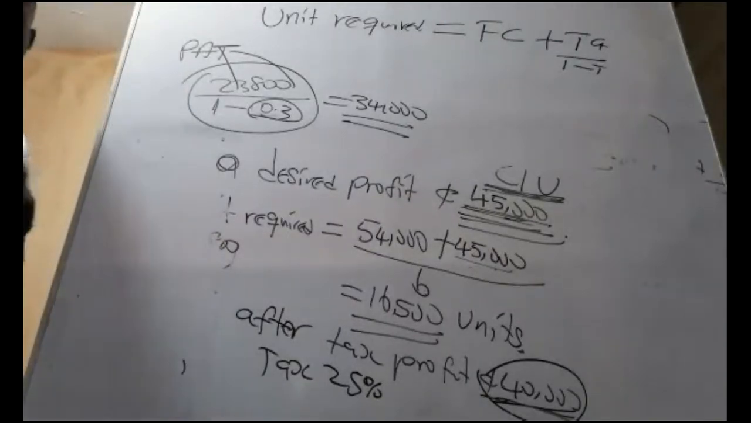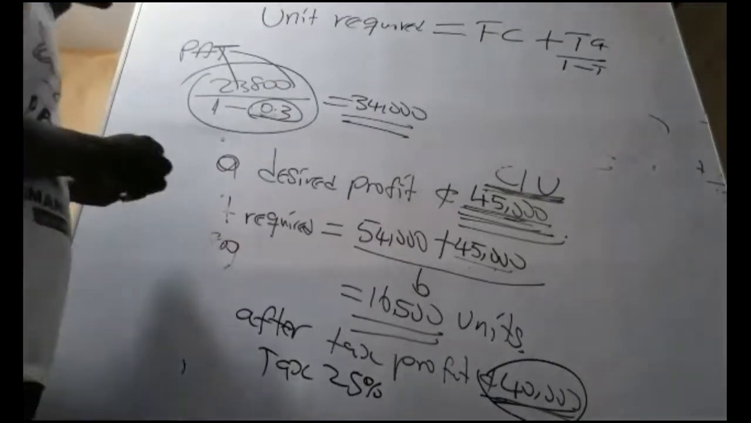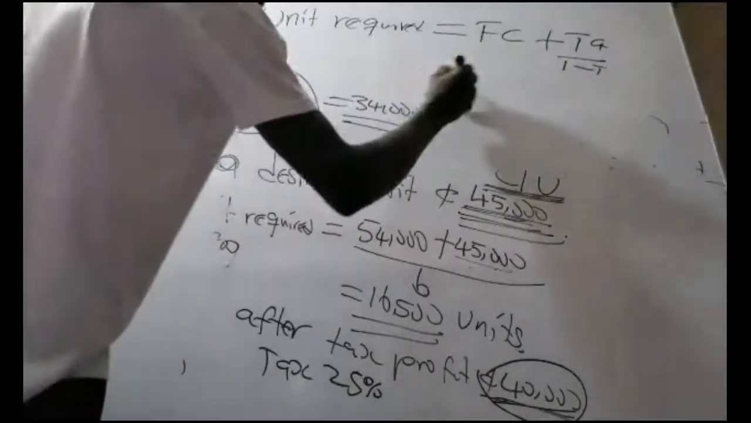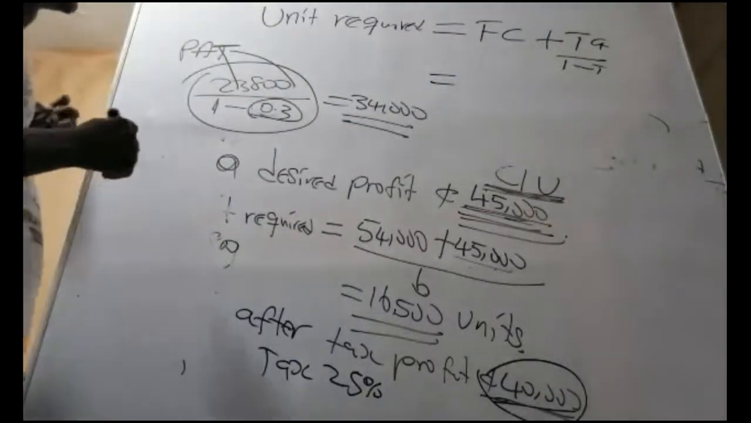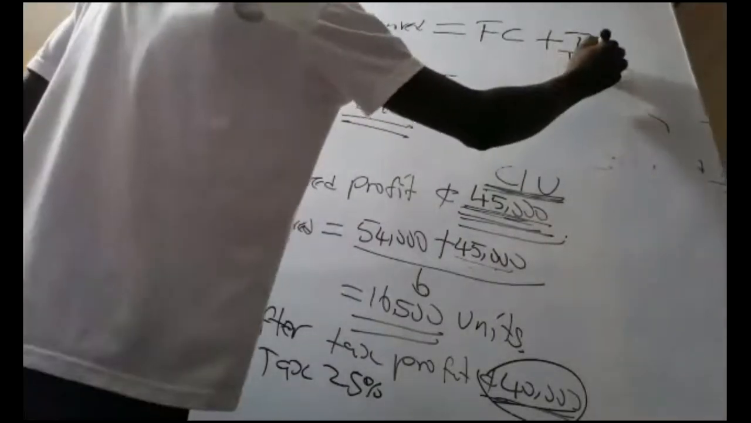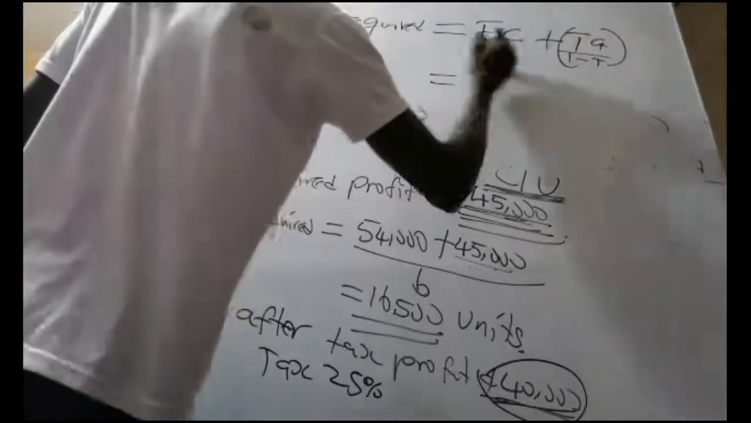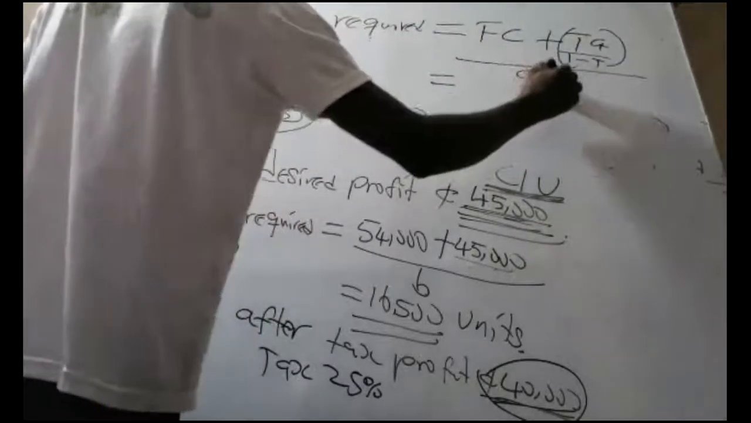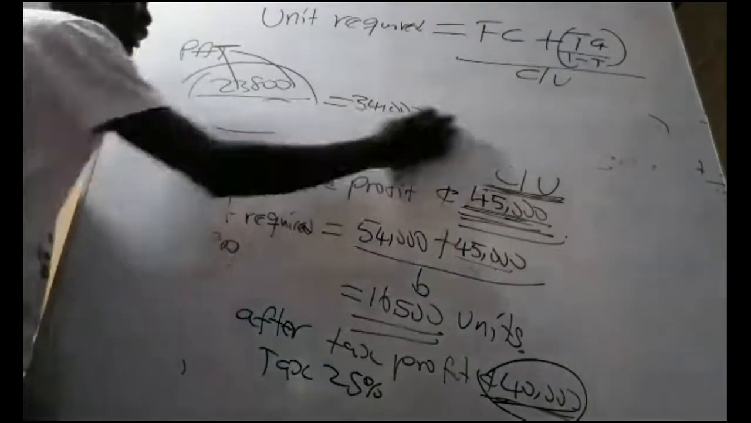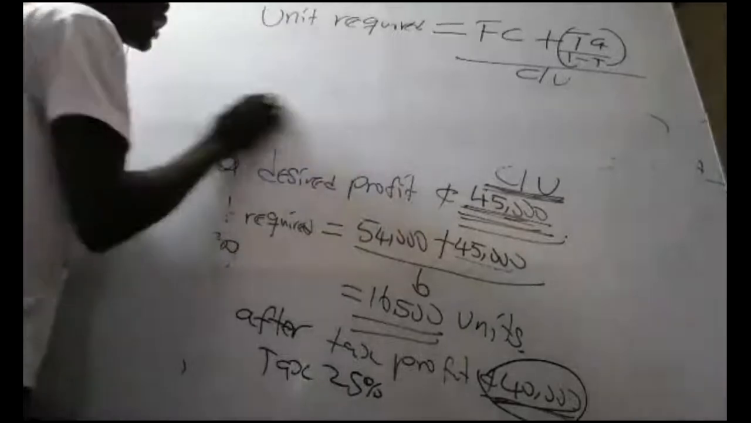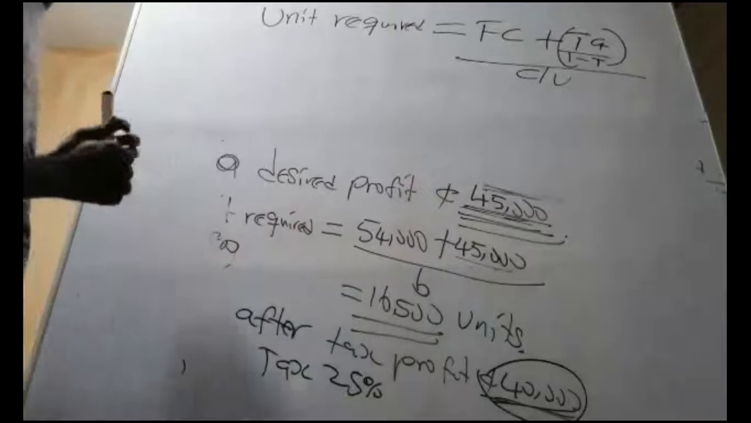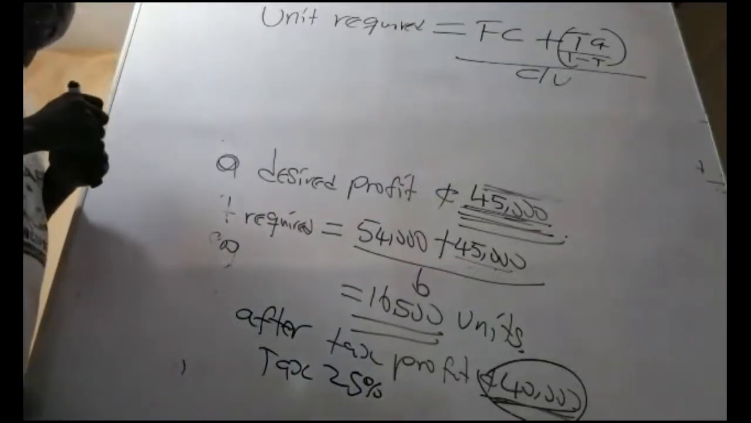Okay, so now let's move on. Now that it's confirmed, we have 1 minus tax, then we divide this by the contribution per unit. So let's see the unit, and then you are done. Using the formula, you have put it nicely like that. So we've got it nicely.